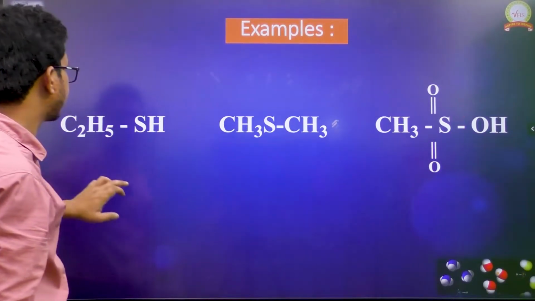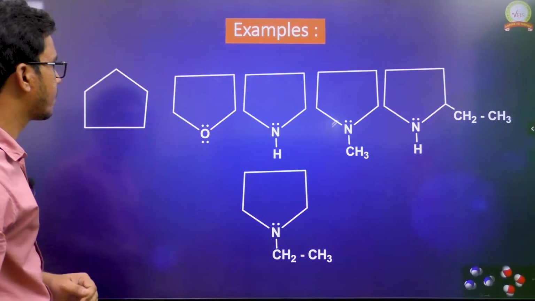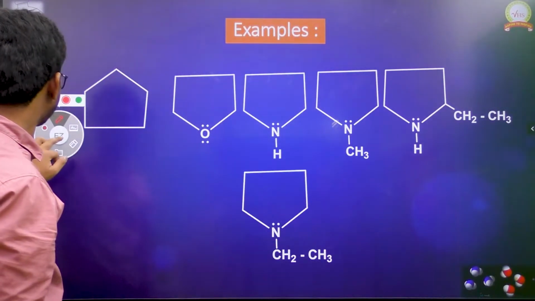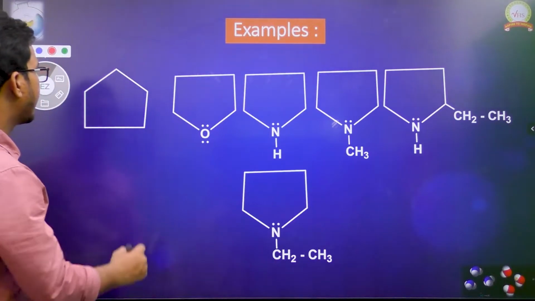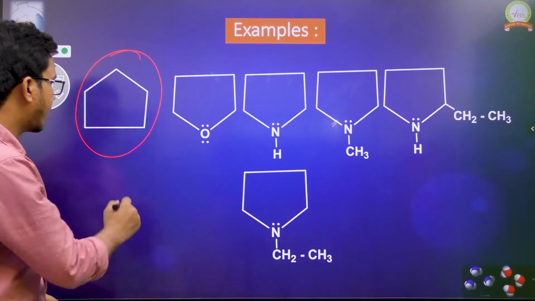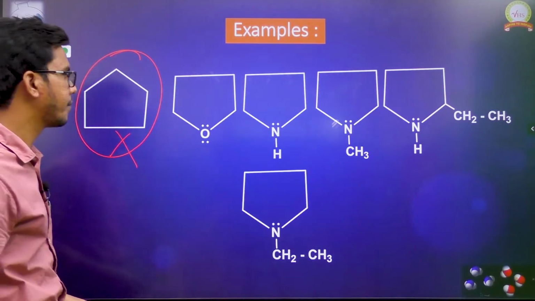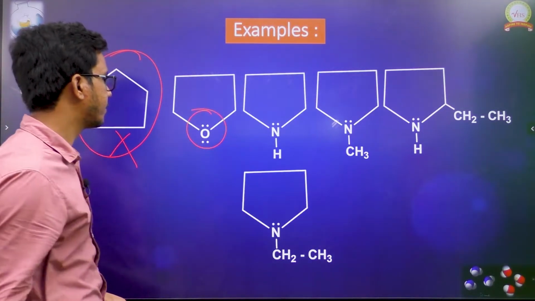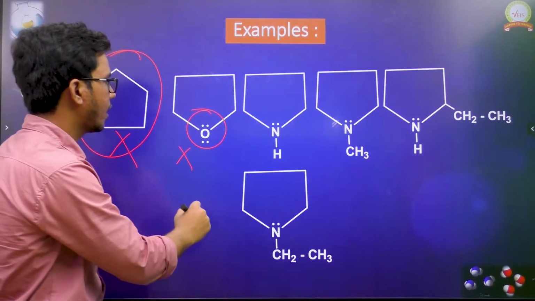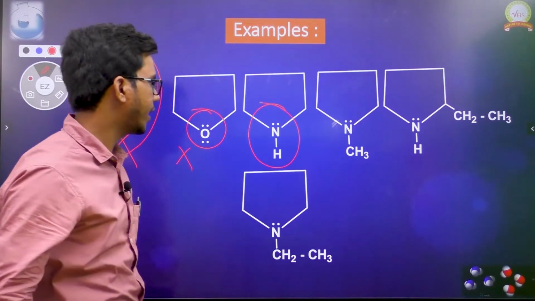Next. Let us see these examples, right? We have cyclohexane and many other examples are there. Here in the cyclohexane, there are no electronegative atoms. We can't expect hydrogen bonding. Here we have an electronegative atom, but there is no hydrogen which is directly connected to oxygen. It won't form again.